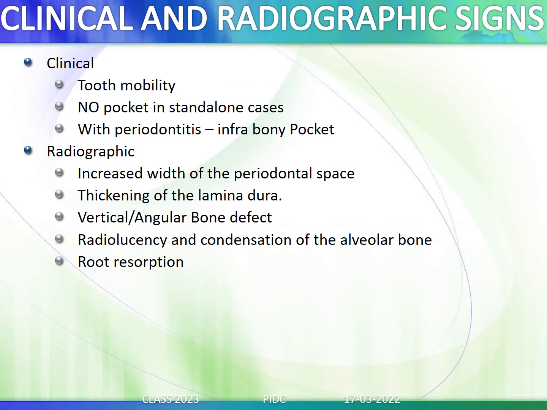Now coming on to the clinical and the radiographic signs of trauma from occlusion. The very first clinical sign which you can notice is tooth mobility, and as I told you, there would be no pockets in standalone cases, but if it is present along with periodontitis, you could see some infrabony pocket. Radiographically, you can see many changes, like increased width of periodontal space, thickening of the lamina dura, vertical or angular bone loss, radiolucency and condensation of the alveolar bone, and root resorption.